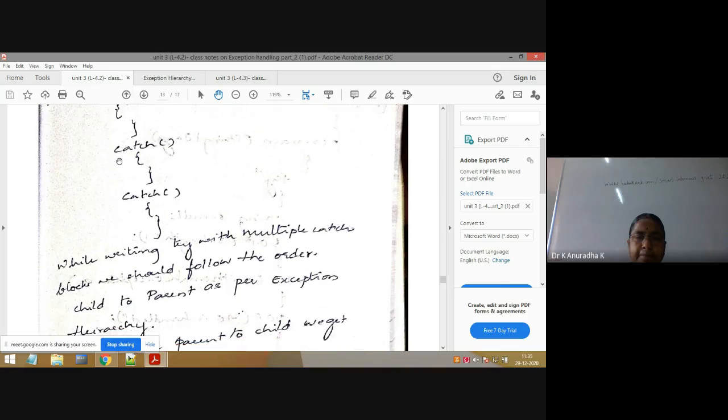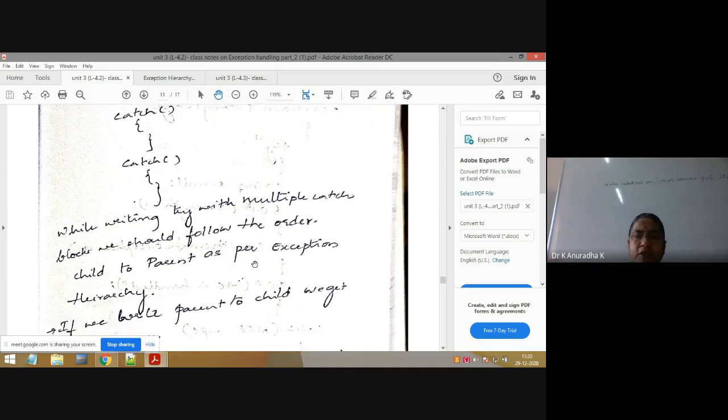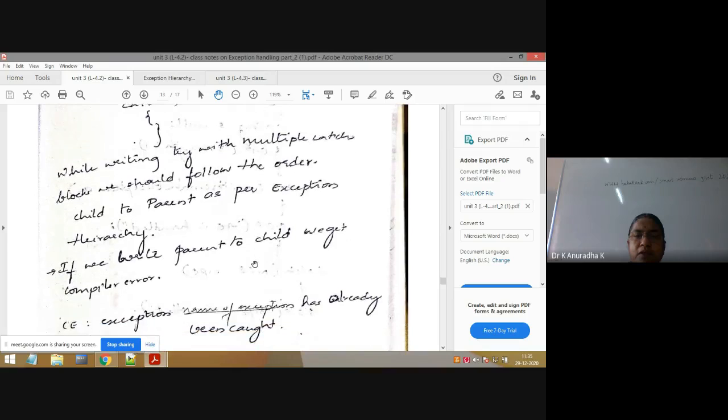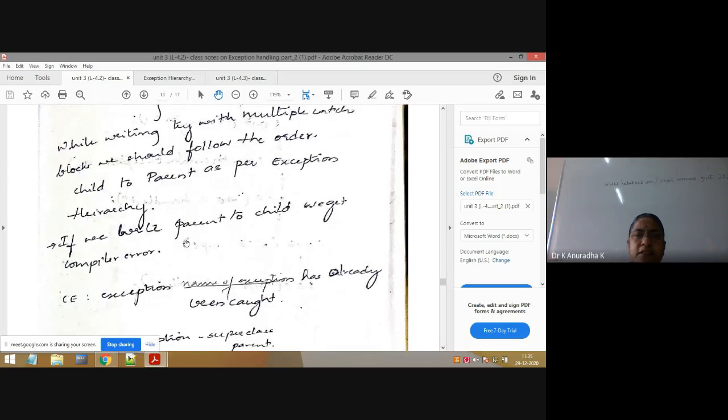Next, one more important point is while writing try with multiple catch blocks, we should follow the order. Here we have to follow one concept, that is child to parent. This you can easily understand with a program. Now try to understand the concept. While writing try with multiple catch blocks, we should follow the order, that is child to parent. This I will explain in the program.